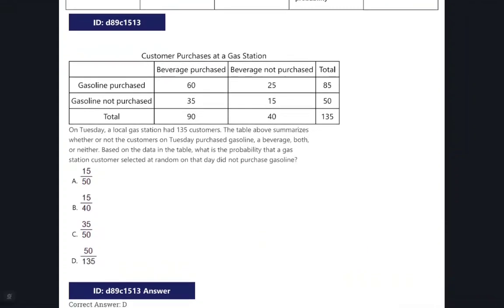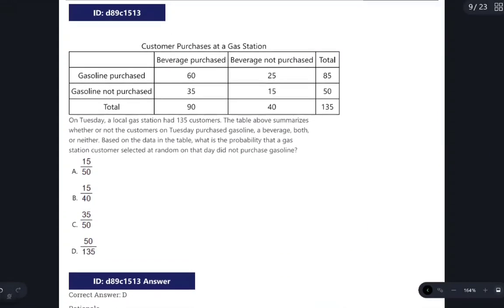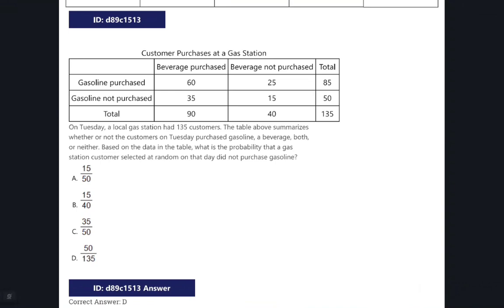Okay, so this is also a probability and conditional question, and it's easy. We can head to the question from that table. Based on the data in the table, what's the probability that the gas station customer selected at random on that day didn't purchase gasoline?